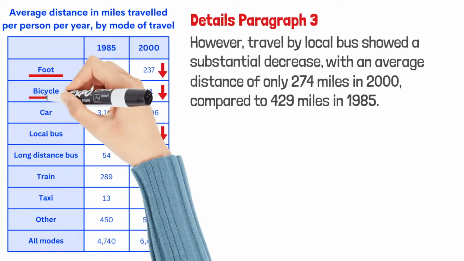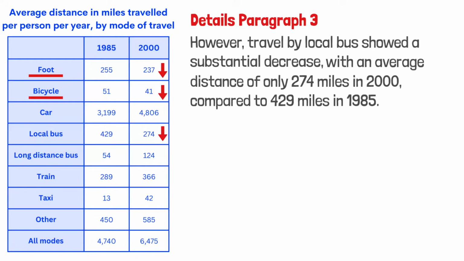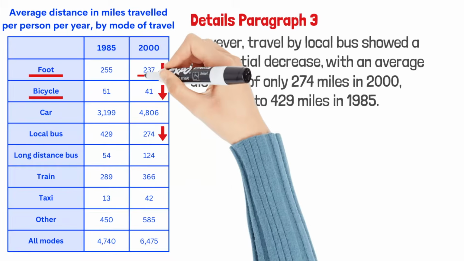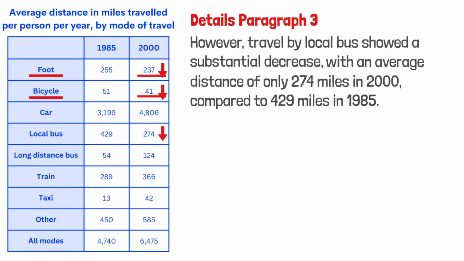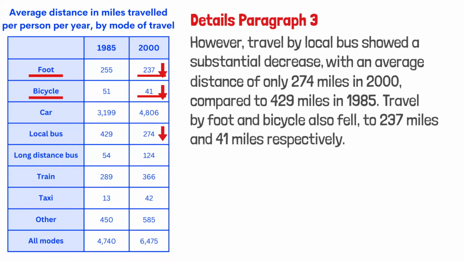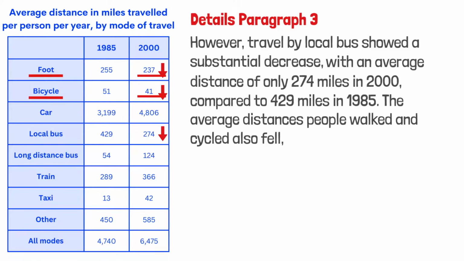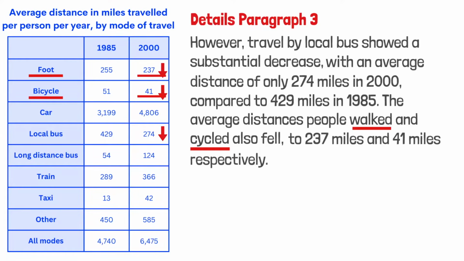For walking and a bicycle, I would group them together and only report their numbers in the second year. I explained earlier in the video that we could use travel and say that travel by foot and bicycle also fell. Alternatively, we could use walk as a verb. The average distances people walked and cycled also fell to 237 miles and 41 miles respectively. All 3 details paragraphs are done. Now let's write the overview paragraph.